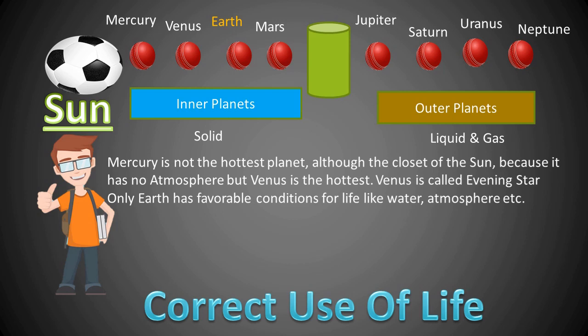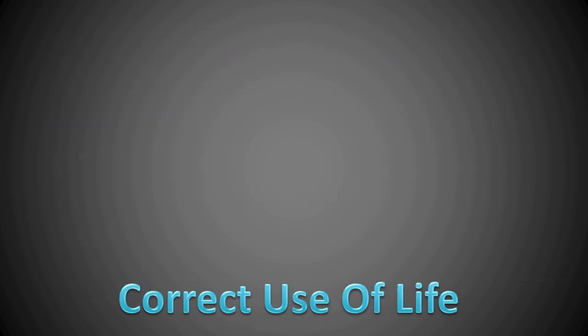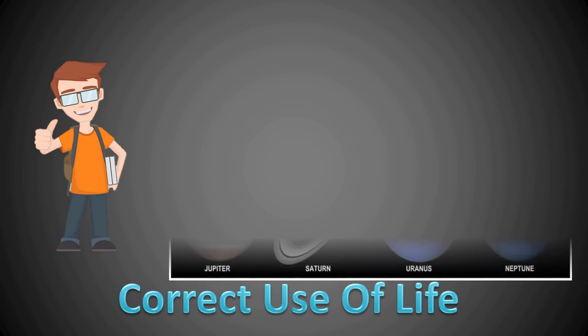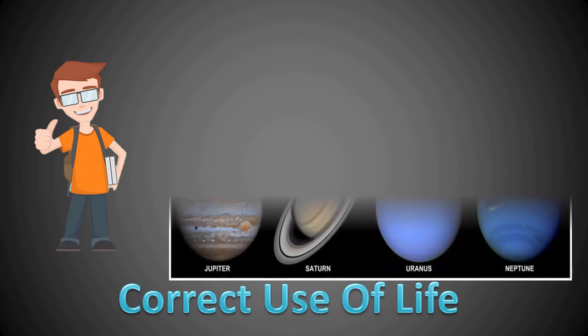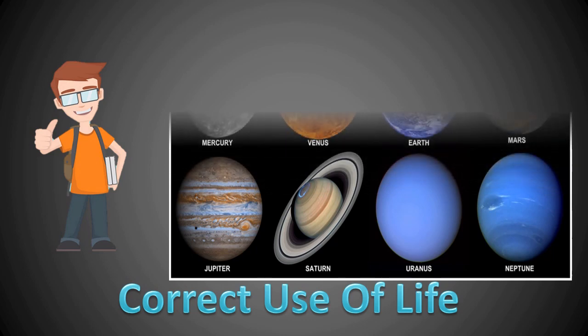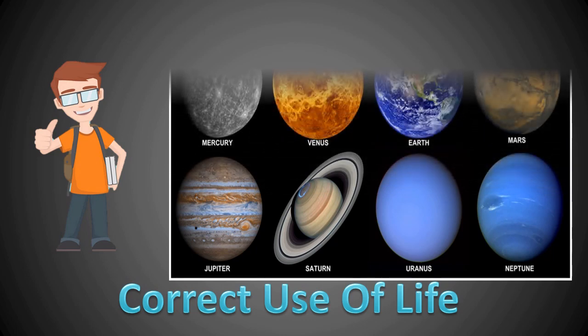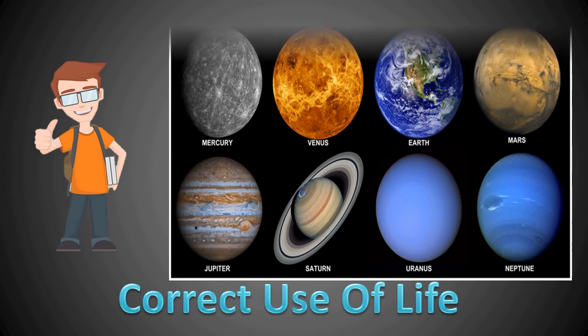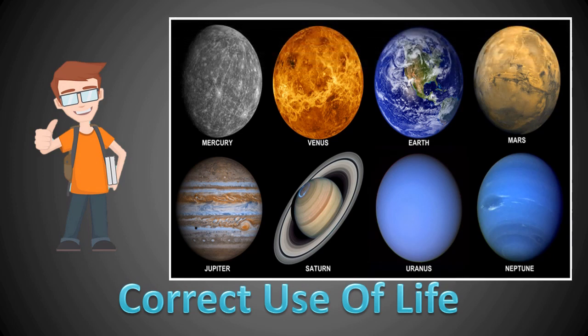And what is the meaning of last but not the least here? Look, we have majorly 8 planets in the solar system, but we also have some dwarf planets. They are smaller in size, like Pluto. It is a dwarf planet.